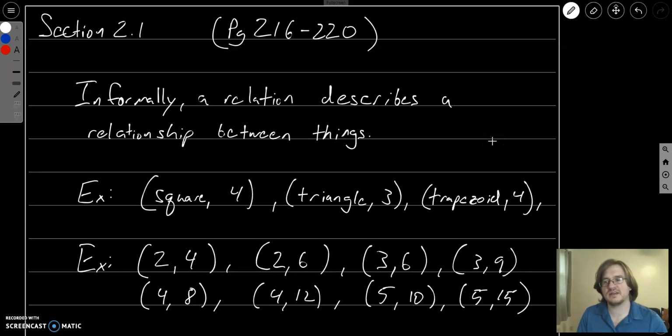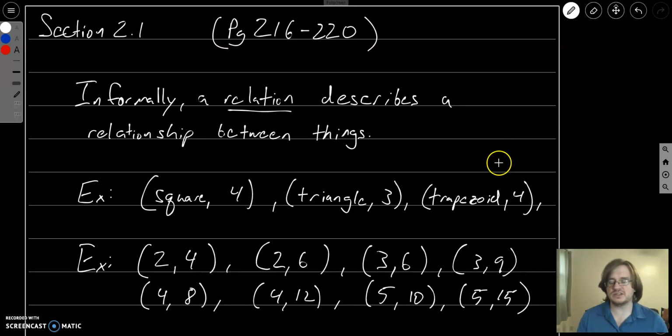Hello and welcome back. This will be the first video on Chapter 2, which is all about functions. So the first section is going to be looking at some definitions, and we'll start with a relation.